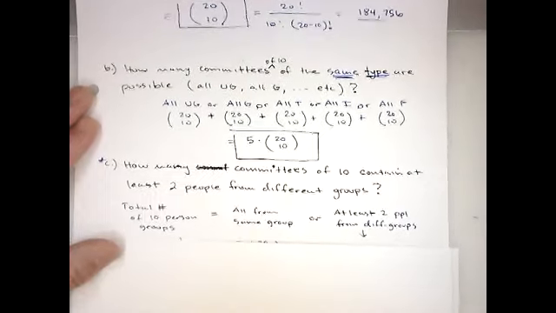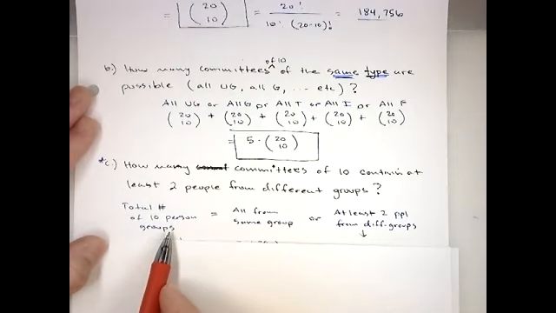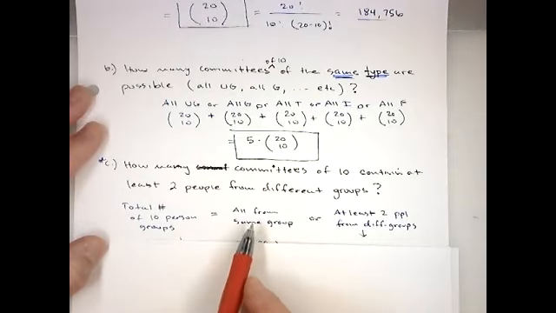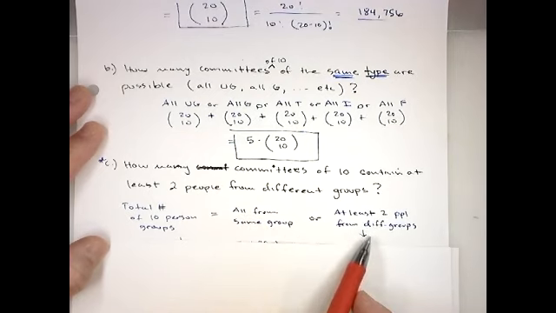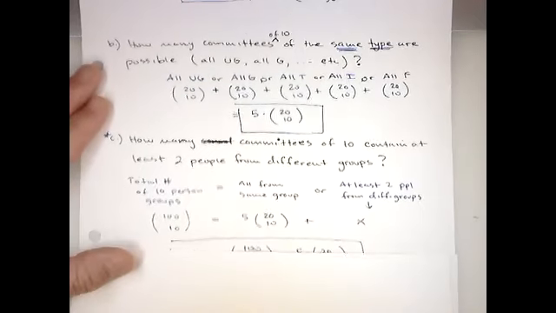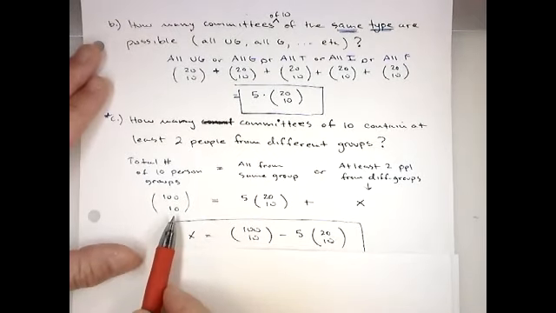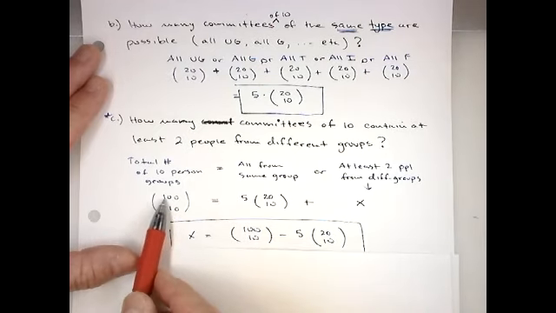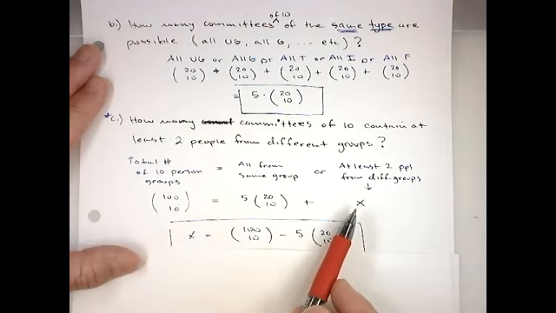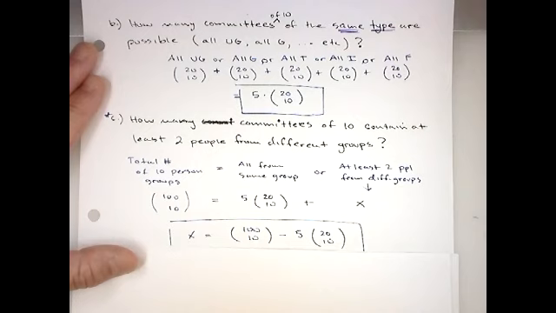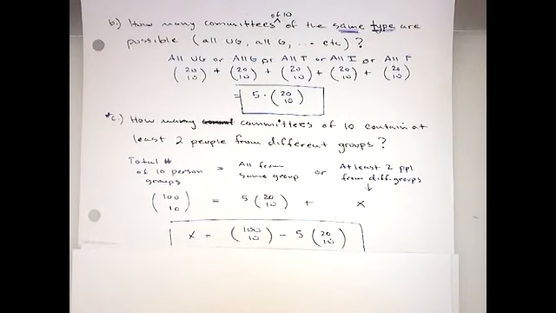So think of it this way. The total number of 10-person groups is the total number of ways. They're either all going to be from the same group or at least 2 people are going to be from different groups. So we can kind of work that backwards like we did earlier. The total number of 10-person groups is, out of all 100 people, the number of ways of selecting 10 people. We counted this up here, the number of ways that they're all from the same group, and this is what we're looking for, so you could just subtract those 2.